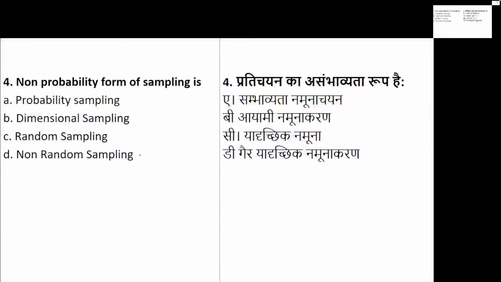Now, non-probability form of sampling. We know that sampling is divided into two forms, probability and non-probability, right? So the non-probability form of sampling is what? Does it include probability, dimensional, random or non-random? This question is purely on the sampling topic. Under non-probability, what comes? Probability, dimensional, random or non-random?